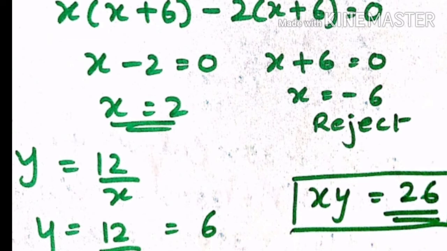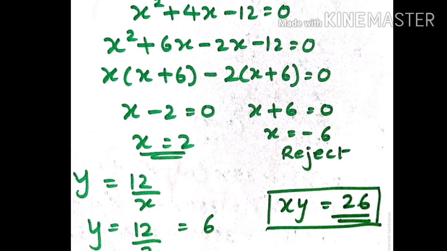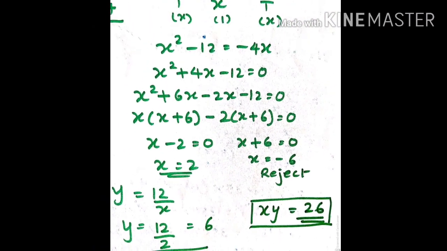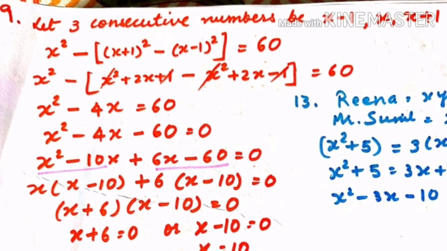So the value x cannot be negative, and y is equal to 12 by x. So y is equal to 12 by 2, which means the value of y is equal to 6. So we get both the digits of the number, x as 2 and y as 6. So we can write our number xy is equal to 26. Okay, now moving to the next, I am taking question number 9.